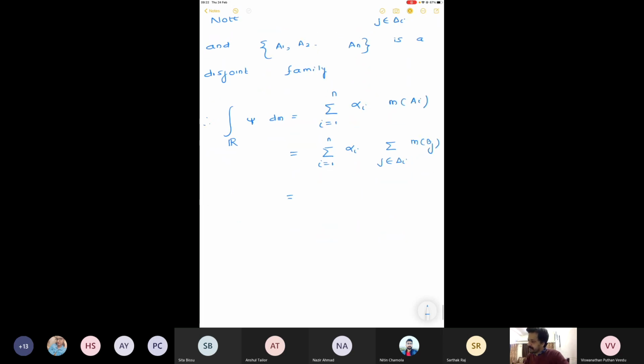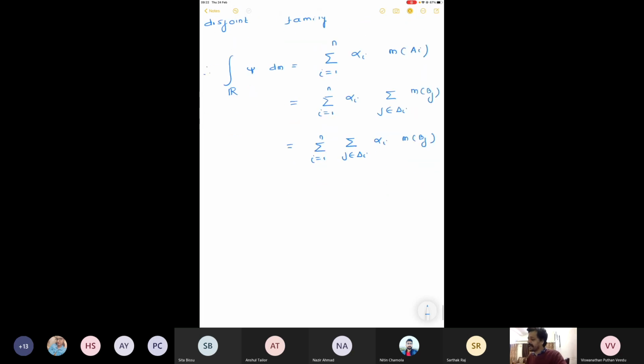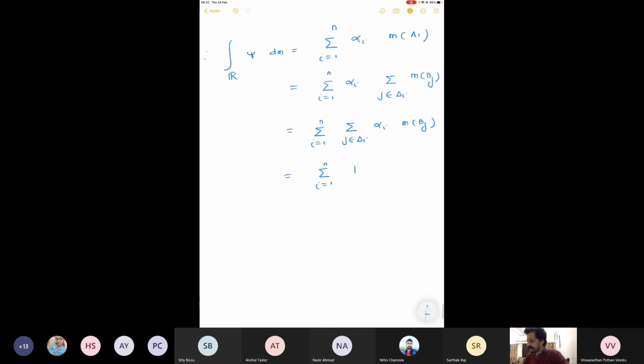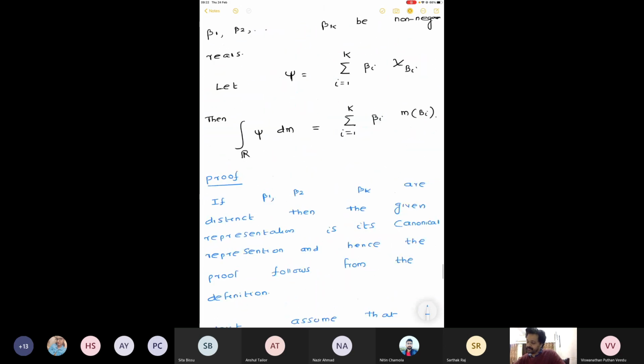That is equal to summation i equal to 1 to n, summation j belonging to delta_i, alpha_i times the measure of B_j. When j belongs to delta_i, alpha_i is the same as beta_j. So summation i equal to 1 to n of beta_i times the measure of B_i. And that's what it is asked to prove.